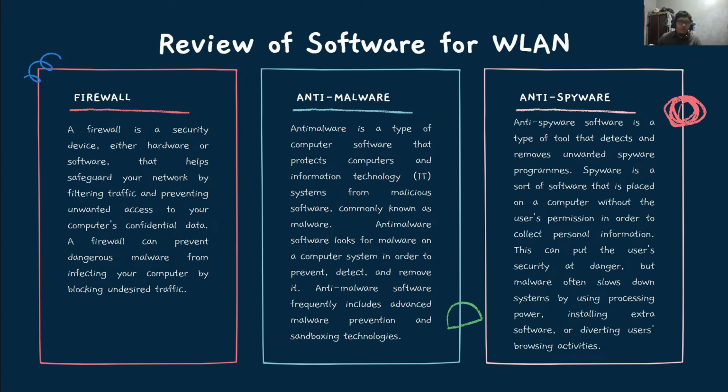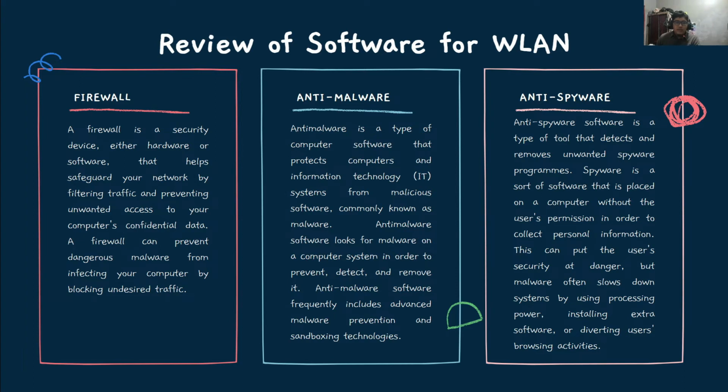First is a firewall. A firewall is a security device, either hardware or software, that helps save your network by filtering traffic and preventing unwanted access to your computer's confidential data. A firewall can prevent dangerous malware from infecting your computer by blocking undesired traffic.